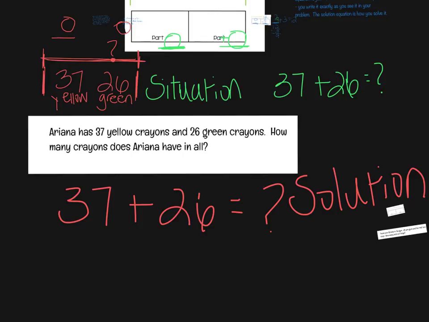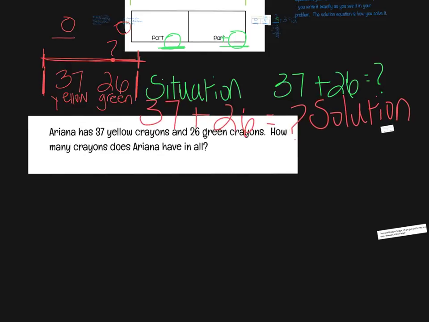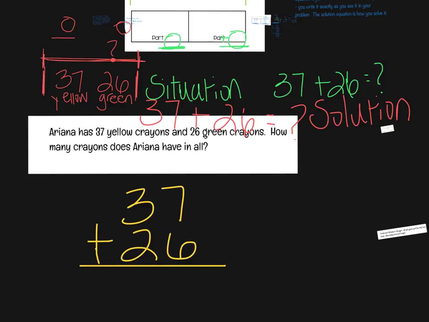So let's do that. Now, should I do my addition horizontally like this, or should I do it vertically? Absolutely right. I should rewrite that, and I should rewrite it vertically. I need to make sure that I'm doing it correctly, so I want to make sure my place values are lined up. So 37, 26. And we knew we are doing which operation, class? That's right. We are adding, and we know we're adding because we had both parts, and we're trying to figure out our whole.